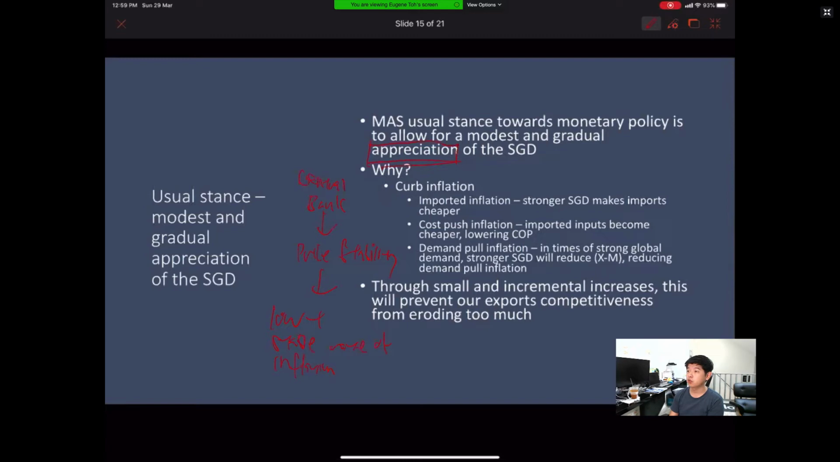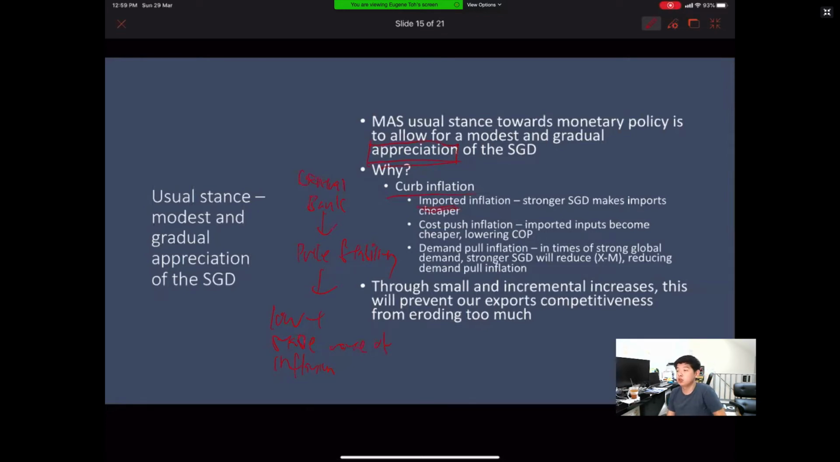Okay, that is what central banks around the world typically want of their economy. They want inflation to be low and stable, and that is what MAS wants as well. So, to carry out an appreciation, the main objective is to actually curb inflation. But how does a stronger Sing dollar help to curb inflation? Firstly, it helps to deal with imported inflation.